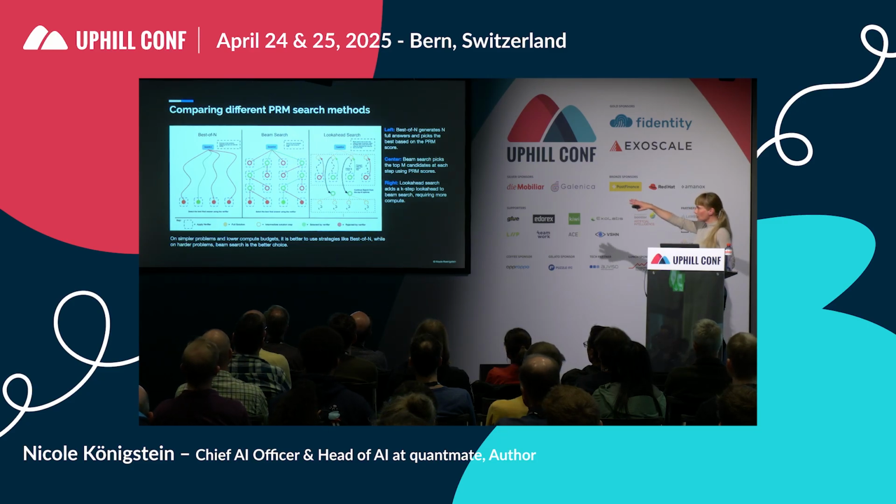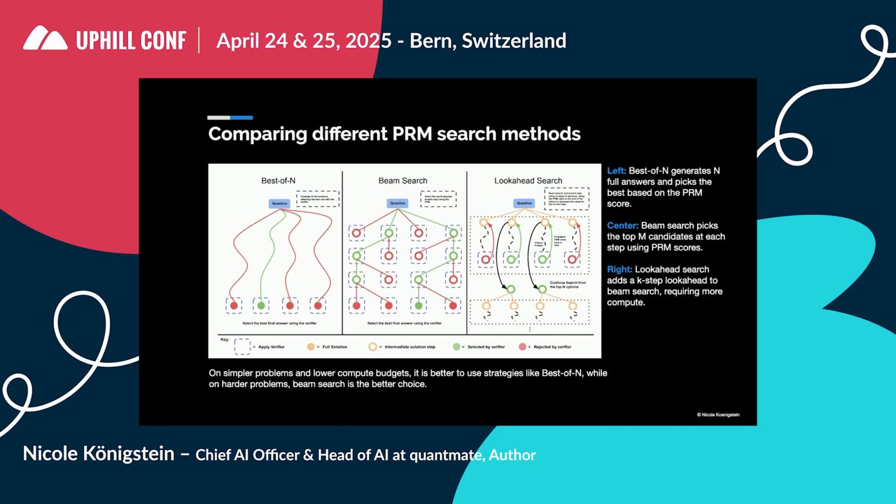And this is an excerpt from the DeepMind paper I mentioned. Here are just different paradigms compared. They found that on simpler tasks, or with a lower compute budget, it's better to use a strategy like best of n, which I already mentioned, while on harder ones, for instance beam search performs better. So just a little bit of insight.